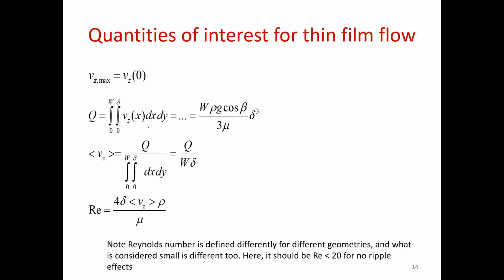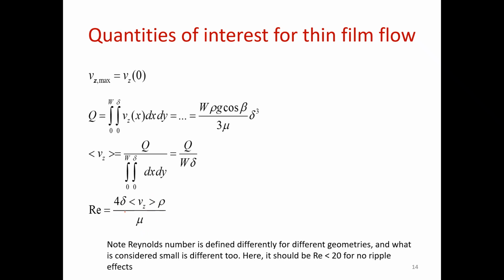And when you do that calculation, which is also going to be your homework, you get the expression that is shown. Average velocity is basically taking volumetric flux and dividing it by the area. This is a general formula. So you can just divide this by W delta. And my Reynolds number for this flow is defined as 4 delta average Vz rho divided by mu.